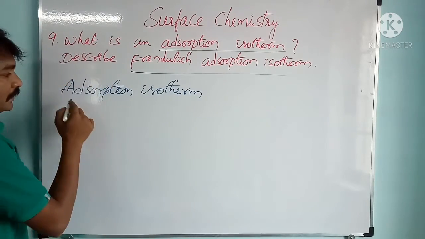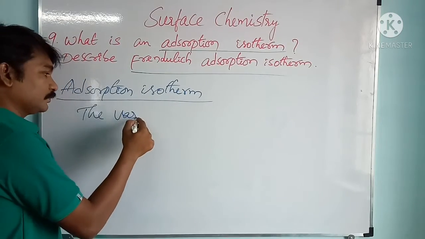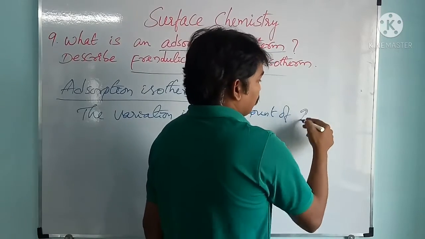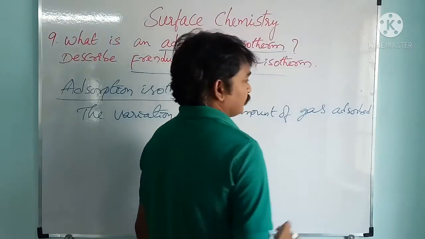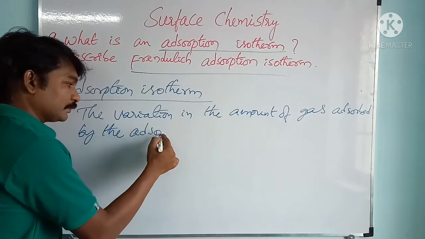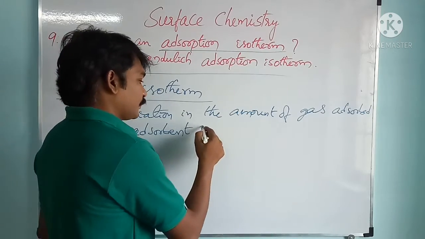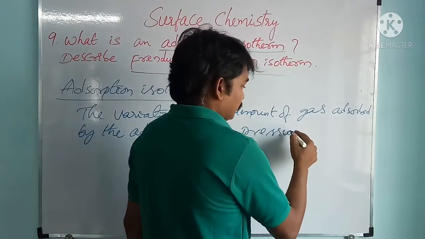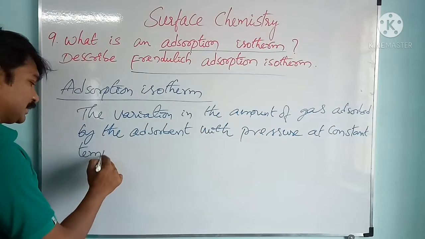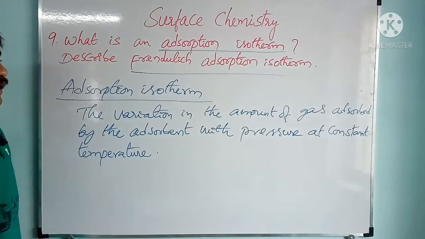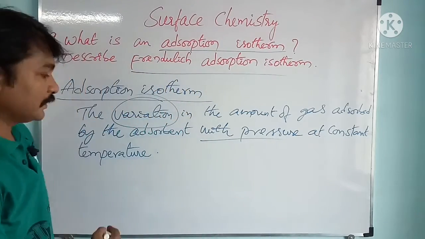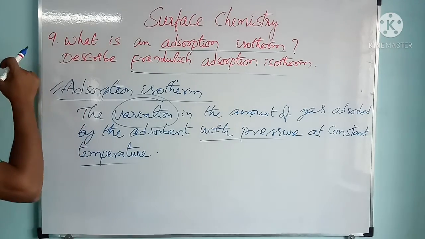See here, adsorption isotherm is nothing but the variation in the amount of gas adsorbed by the adsorbent with pressure at constant temperature. Temperature is constant here. The variation in the amount of gas adsorbed by the adsorbent with respect to pressure at constant temperature is called adsorption isotherm. Okay, please note down this one.